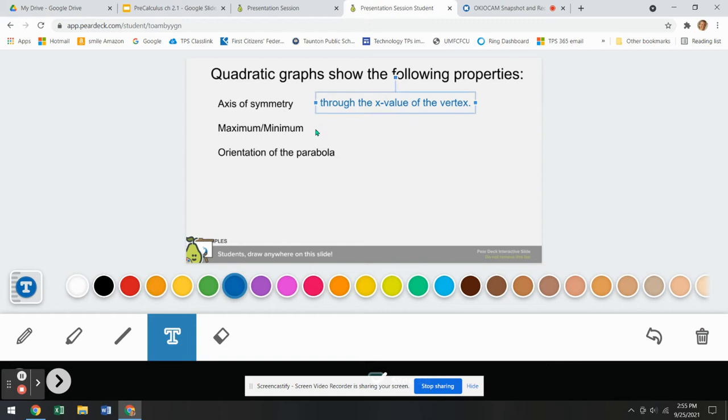The maximum and minimum is actually the vertex itself. So that is the vertex of a parabola. And if the parabola opens up, then you will have a minimum, and if the parabola opens down, the vertex would be a maximum. The orientation of the parabola is also something you can see by its graph, and that is just whether it opens up. So does the parabola open up or down?